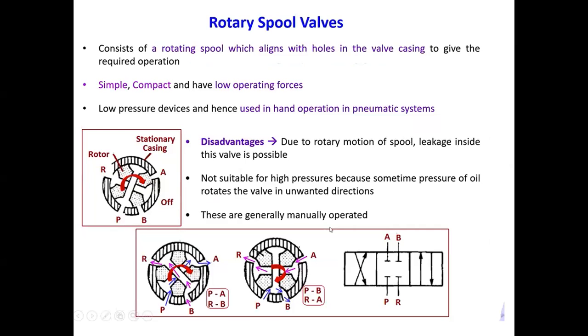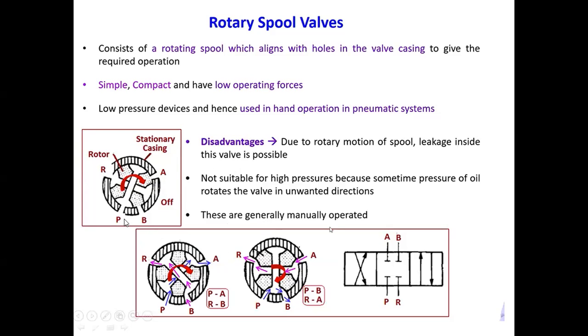Rotary spool valve. It consists of a rotary spool which aligns with holes in the wall casting to give the required operation. Simple, compact, low operating forces, low pressure device, and hence used in hand operation in pneumatic systems. Disadvantage: due to rotary motion of the spool, leakage inside this valve is possible, and it is not suitable for high pressure. They are generally manually operated.